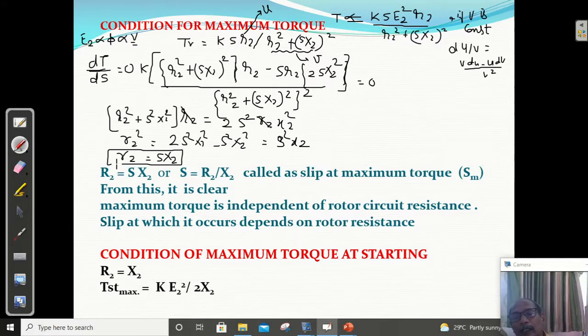For achieving the maximum torque, R2 equals sx2, or s equals R2 upon x2. We call this the slip at maximum torque. This is called the slip for maximum torque, so you can say it is sm. Sm is the slip at maximum torque, equal to R2 upon x2.